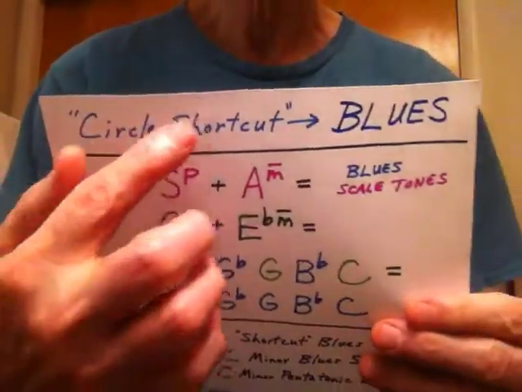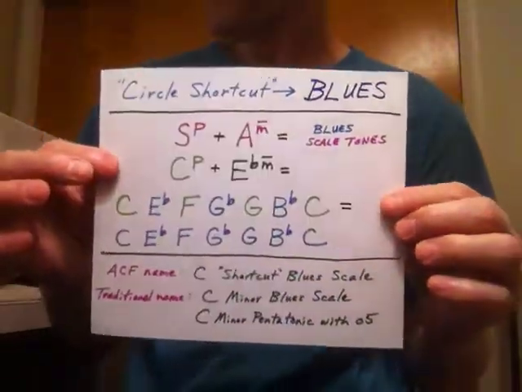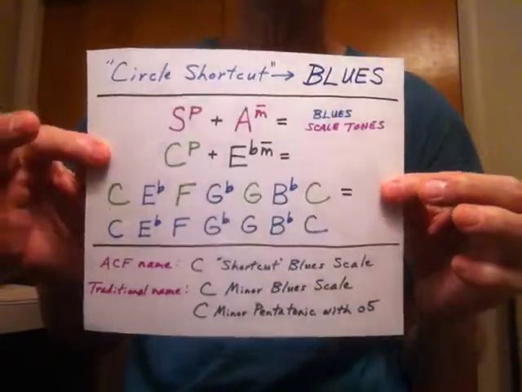And then yet another feature of the amplified circle of fifths, which I talked about in several videos, was the circle shortcut to the blues. I don't need to talk about that. That's a really handy thing. I love it and I use it all the time.